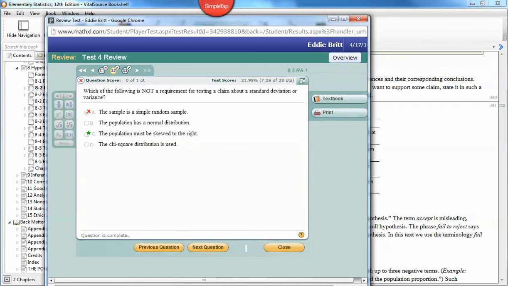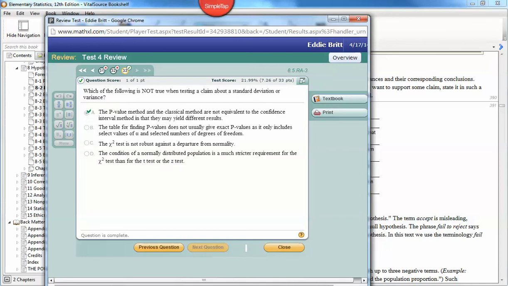Which of the following is not a requirement for testing a claim about a standard deviation or variance? The sample is a simple random sample. Well, that's just about every test that we do. Population has a normal distribution. That's great. Normal distributions are good. The chi-square distribution is used. For standard deviation and variance, yes, chi-square is used. The population must be skewed to the right? No, it doesn't have to be skewed to the right. It doesn't have to be skewed to the left. There's no must there. So that's the one that's not a requirement.